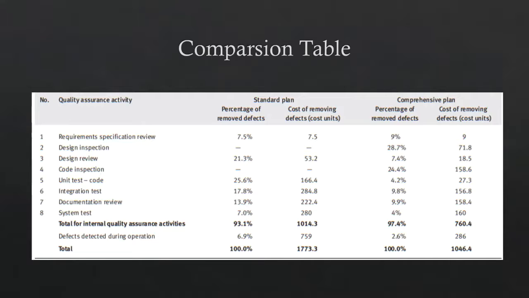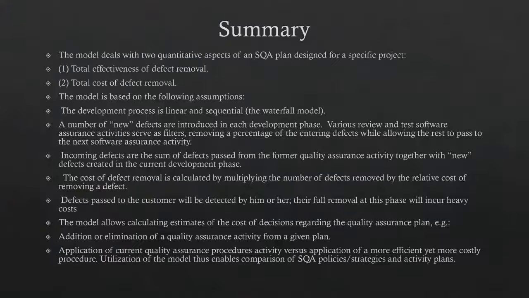The total percentage of removed defects is the same. It has to be the same. We have to remove all the defects in our software, but the cost is efficiently smaller than the standard plan. In the standard plan it is 1,773.3, but in the comprehensive plan, 1,046.4.